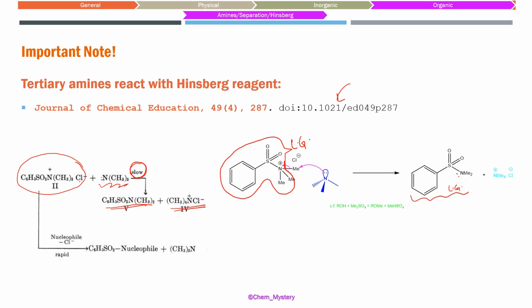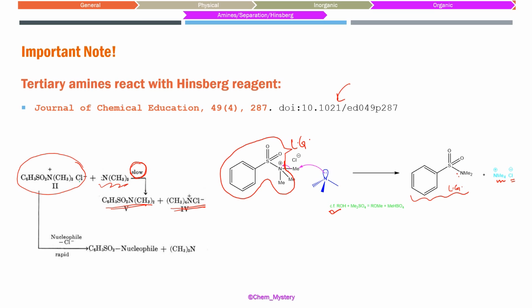If you have difficulty understanding this reaction, you can recall the reaction we did in the preparation of ethers, where alcohols were reacting with methyl sulfate, and that methyl sulfate was being converted into methyl ethers, and methyl hydrogen sulfate was formed as one of the products.